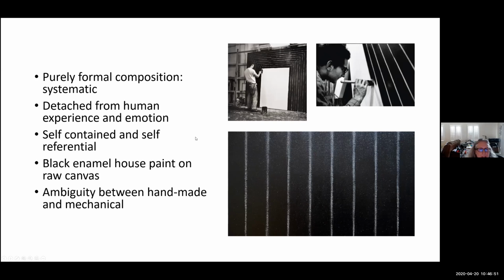So we have kind of this juxtaposition of system and handmade. It's mechanical in the sense that he's doing the same thing over and over again, but he's doing it by hand. And you can see that hand here in the irregularity of these lines. Now this is black enamel house paint. And again, he's separating, this is not an emotional experience. This is a system as he has applied it to the canvas.